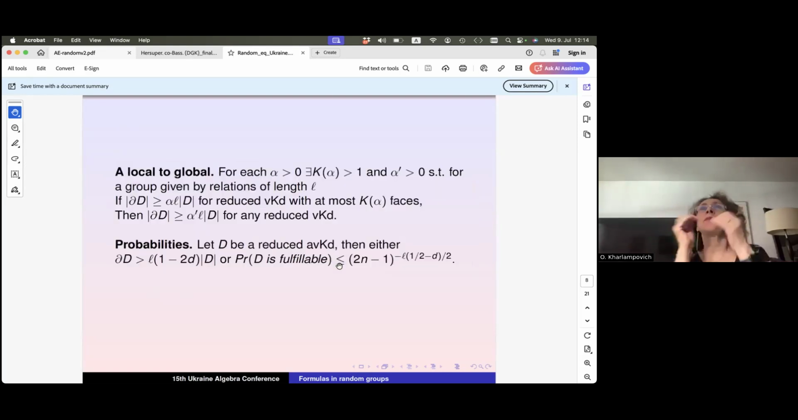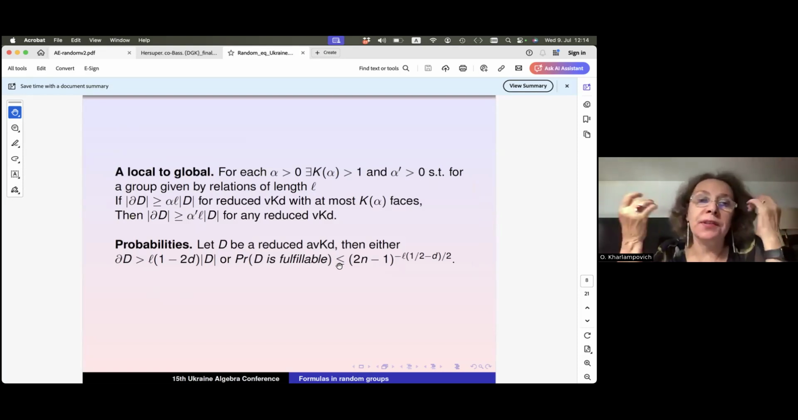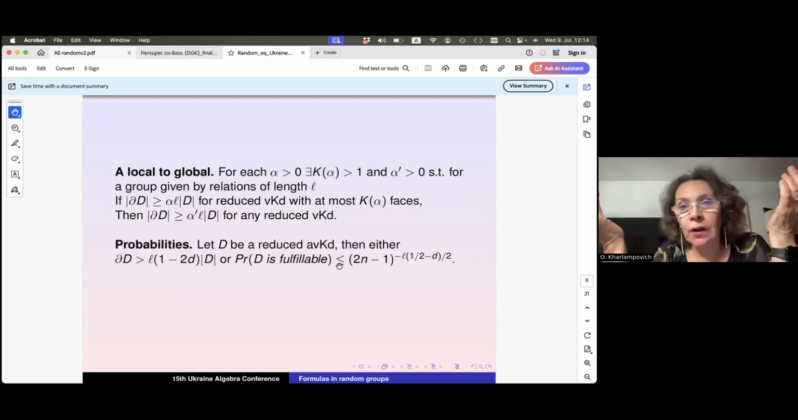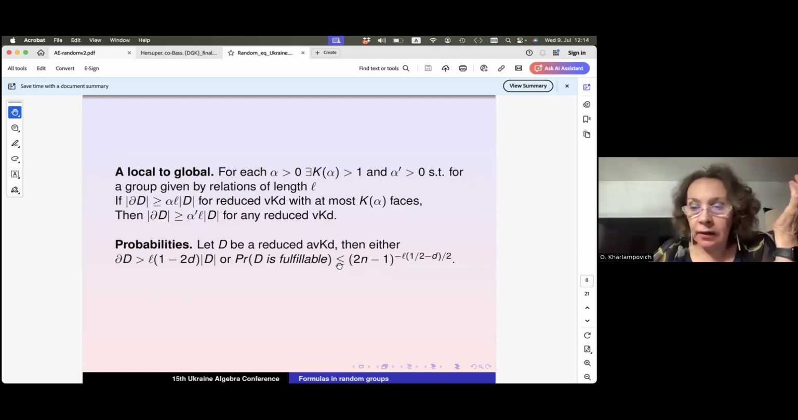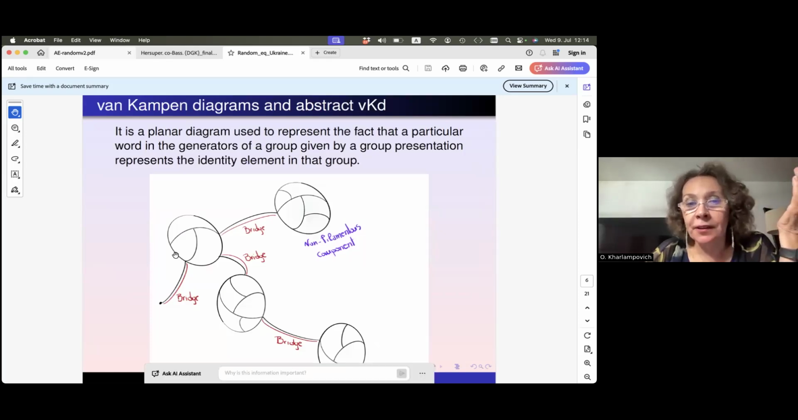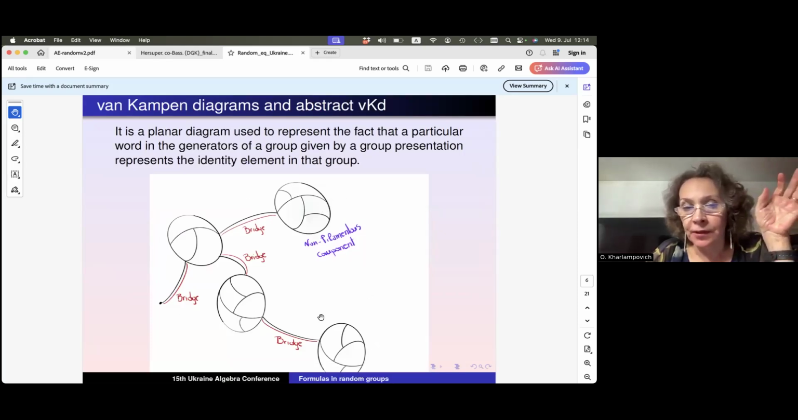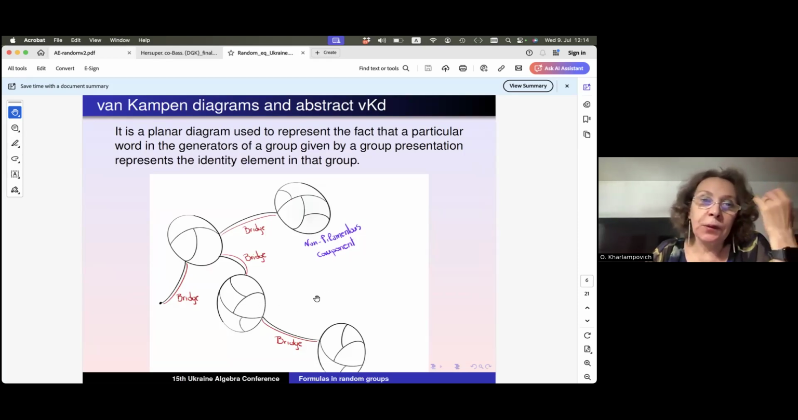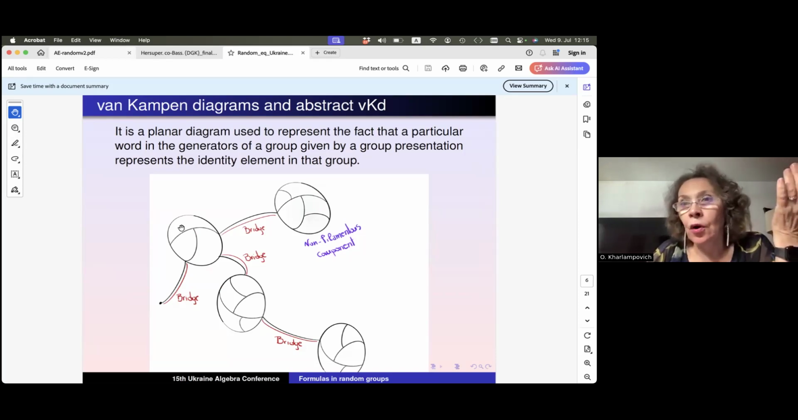There are two ideas involved. First of all, let me return to the diagram. Suppose we have an abstract Van Kampen diagram, without labels. One has to estimate the probability that we can fill this diagram with relators of a random group.